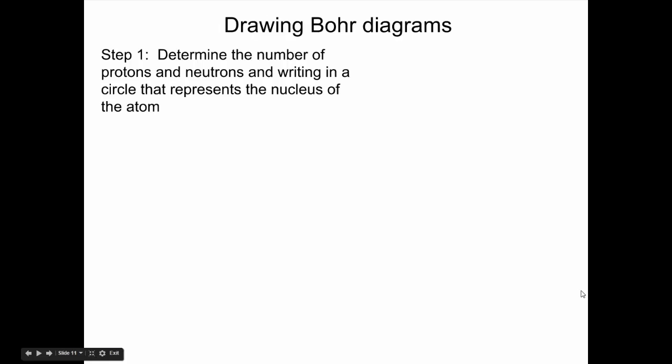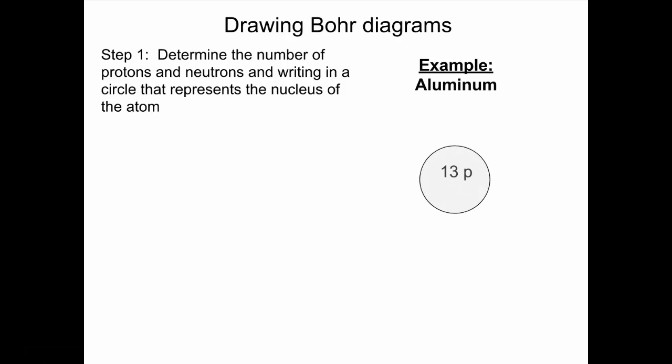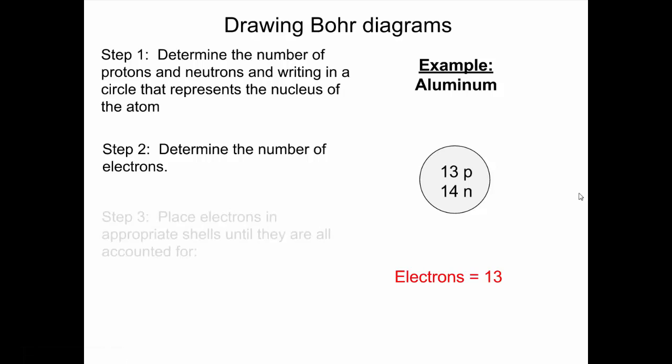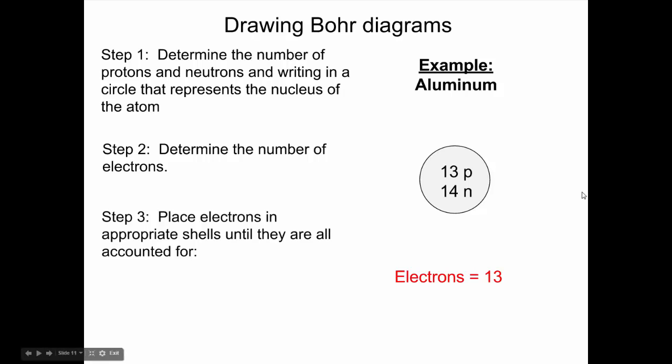The first thing is to determine the number of protons and neutrons, and write it in a circle. So we're going to do an example: aluminum. There's our circle. 13 protons, 14 neutrons. Step 2, determine the number of electrons. If we have a neutral atom, then for every positive proton we have a negative electron to balance it out. We're going to place the electrons in the appropriate shells until they're all accounted for. So this means we've got to do a little bit of math.